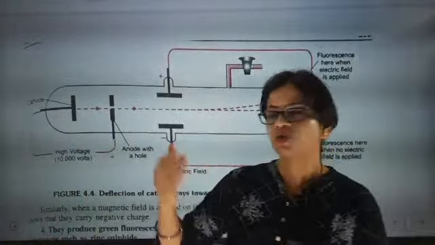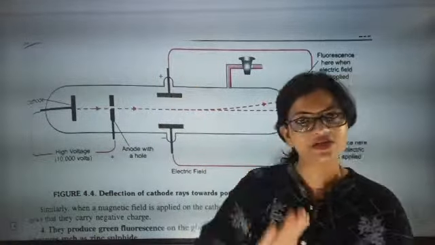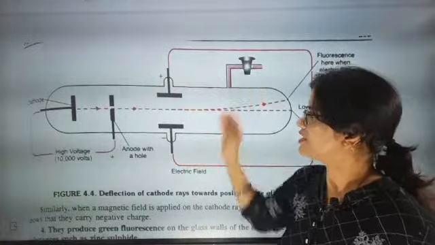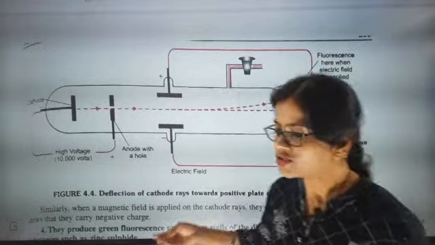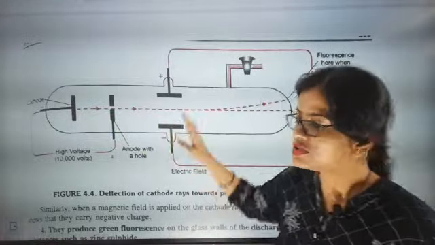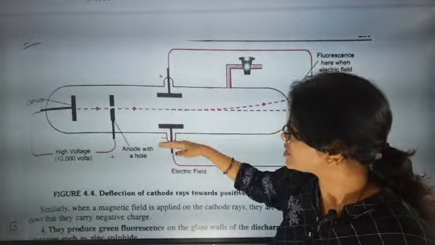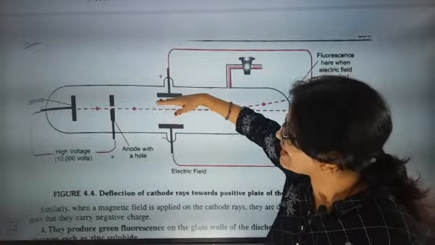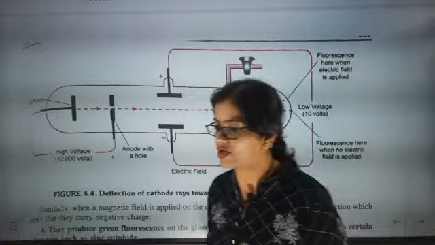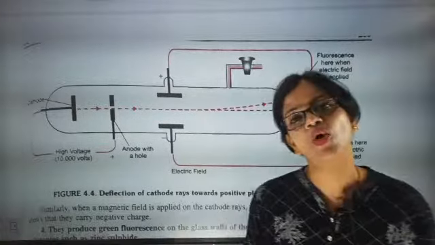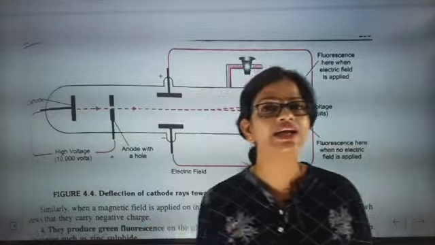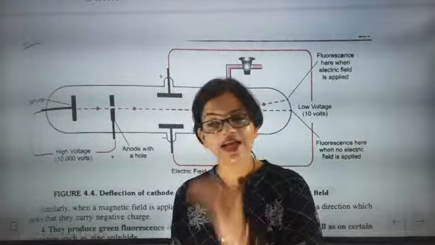So cathode rays, beta, we are seeing that there is an electric field. The electric field will have a positive terminal and a negative terminal. These cathode rays, rather than going towards the negative side, were slightly deflected towards the positive side. And it is proving a very important point: cathode rays are negatively charged. Cathode rays are negatively charged.